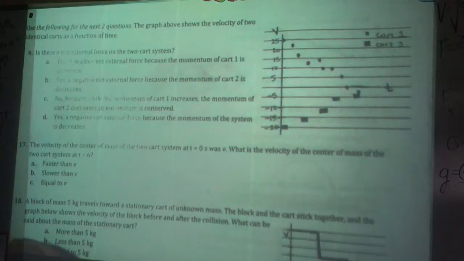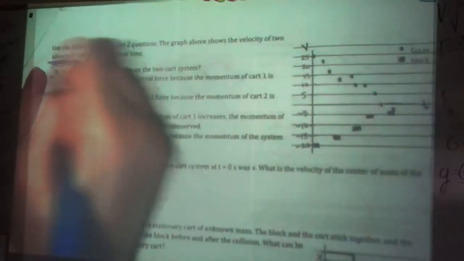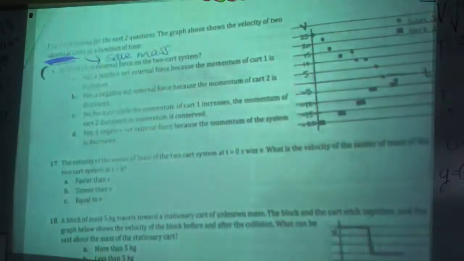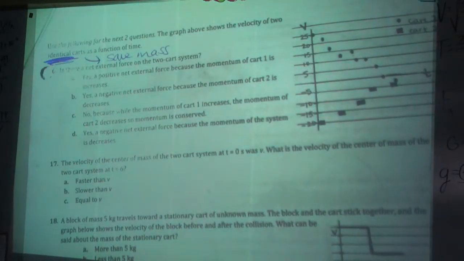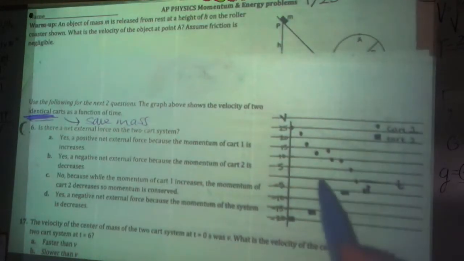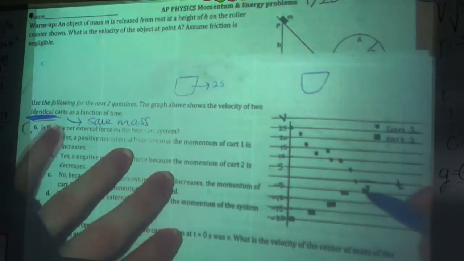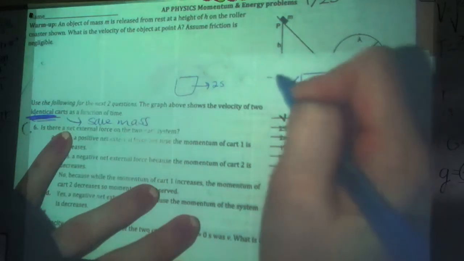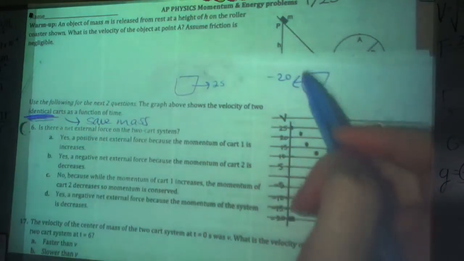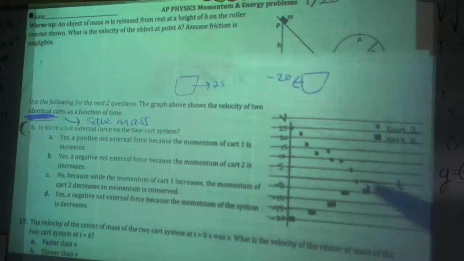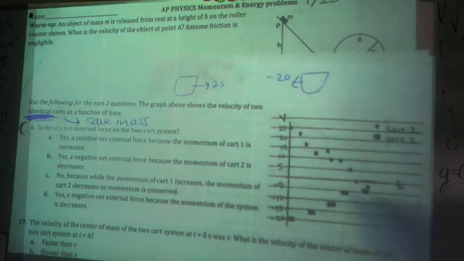This graph goes for the next two questions. So we have the velocity of two identical carts. Identical is the keyword that they have the same mass. I mean, they have the same everything, but same mass here. What looks like is happening is that you've got some positive velocity. Let's say it starts out at like 25, and then this one starts out at negative 20-ish. And then it's not like a collision. Something's happening in here. Maybe it's a collision, but that's a really long collision.